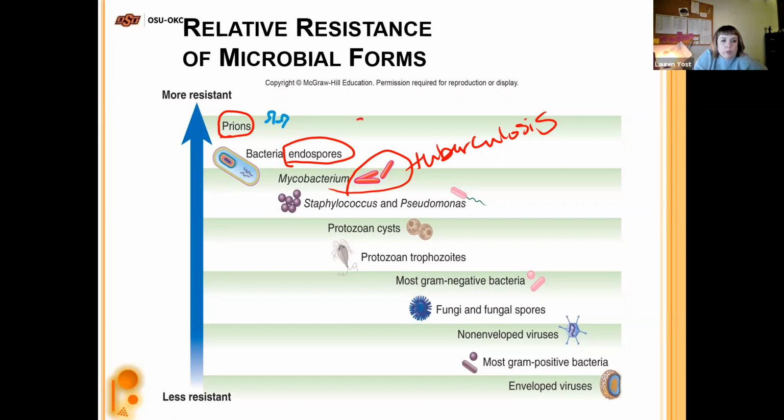C. diff would fall under the endospores because it's Clostridium. Remember, endospores are going to be Clostridium and Bacillus. And then we can break it down even further. But you see the viruses are going to be down here, non-enveloped viruses and the enveloped ones. Enveloped ones tend to be easier to get rid of.